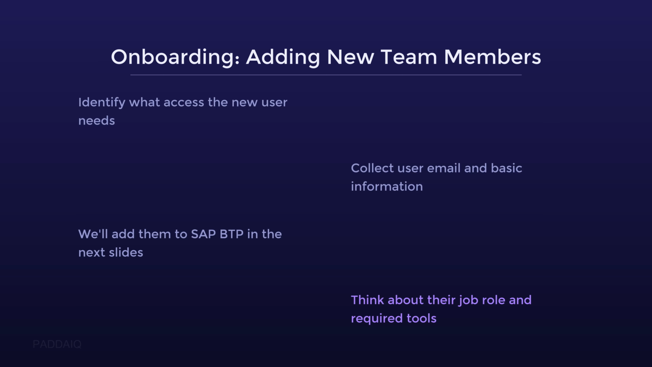Think about their job role and required tools. This means identifying what tasks they will perform and which SAP BTP services they will need access to. For example, a developer building an app would need the Business Application Studio and access to specific development accounts. Proper tool alignment ensures they can start contributing effectively from day one.